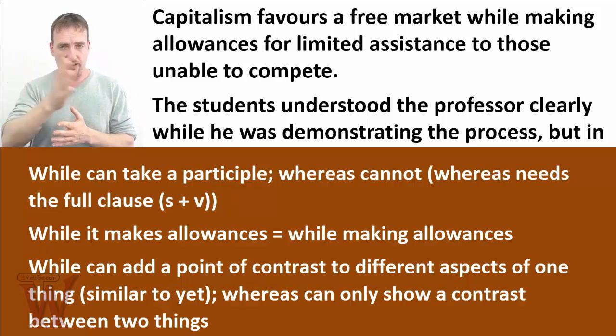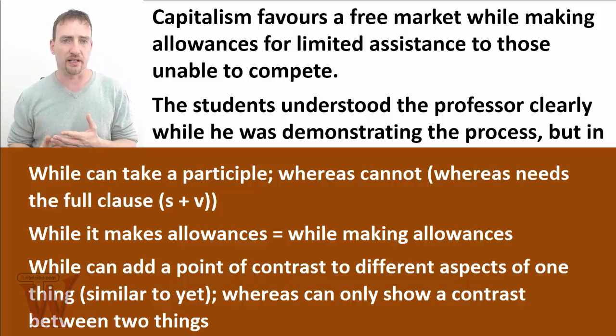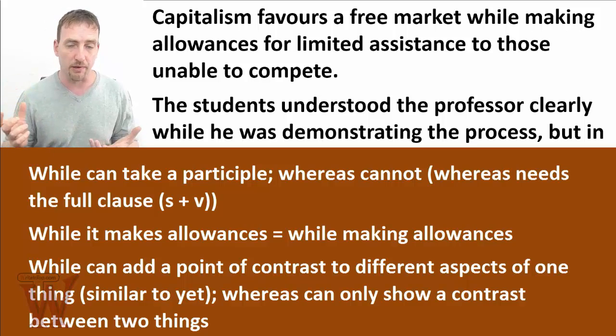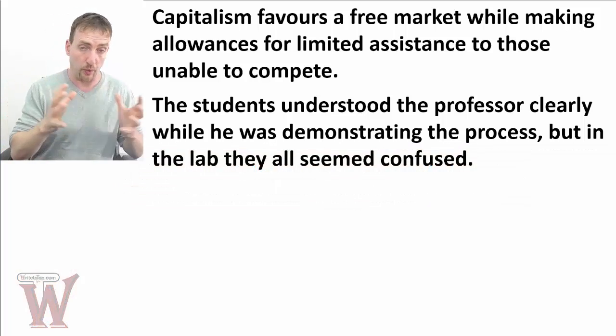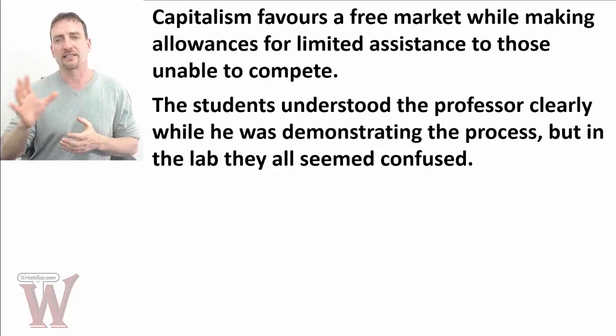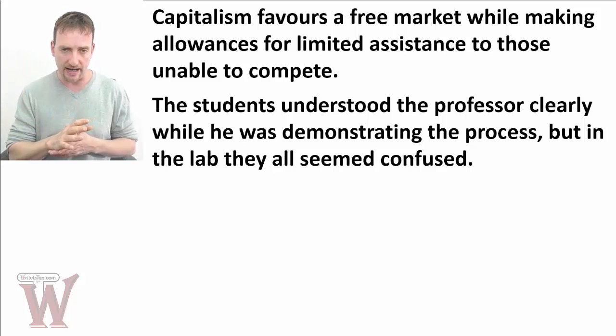And with while, I can also put it at the beginning. While making allowances for limited assistance to those unable to compete, capitalism favors a free market. I can change the order around. While capitalism favors a free market, it makes allowances for, and then I can't use the participle because it's not with the conjunction, okay? So that's the main difference between while and whereas.